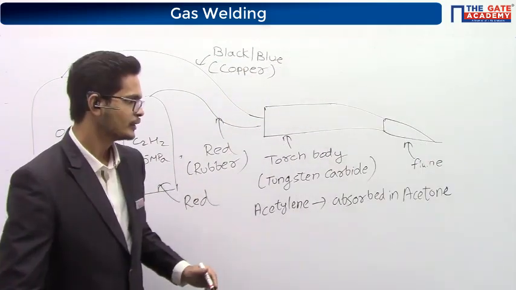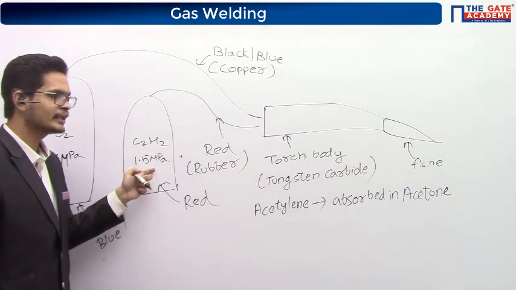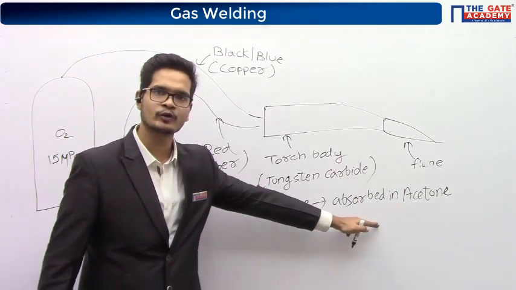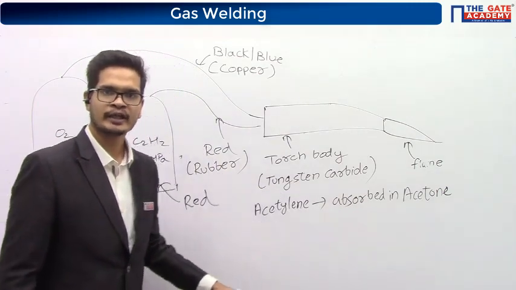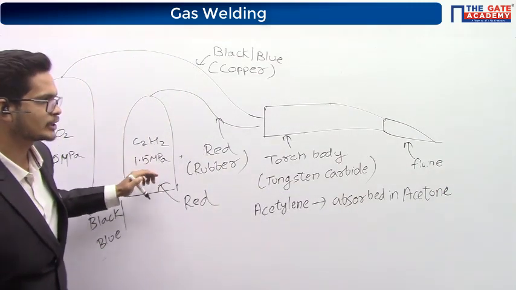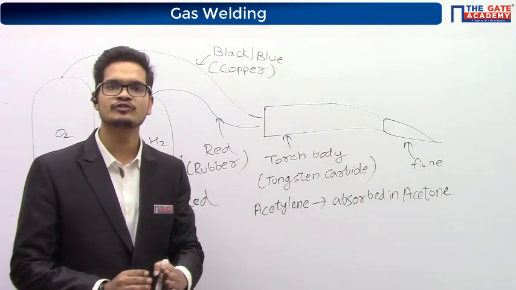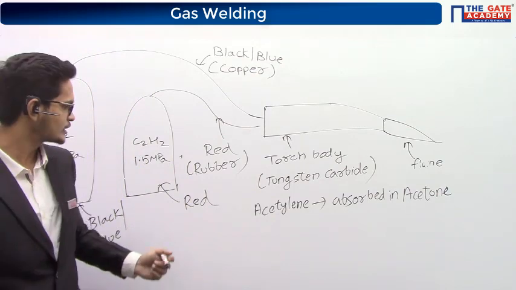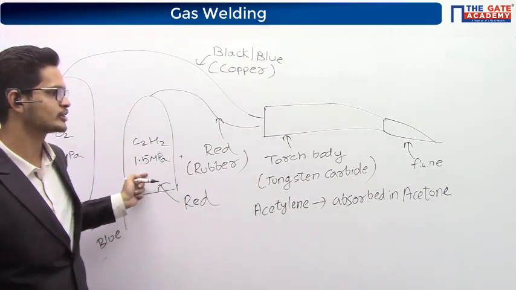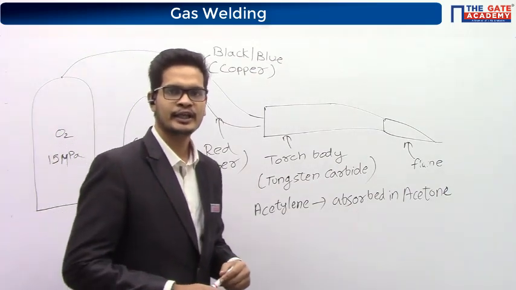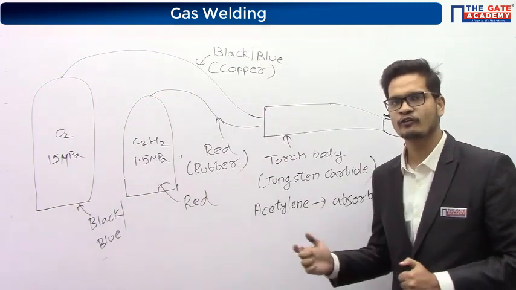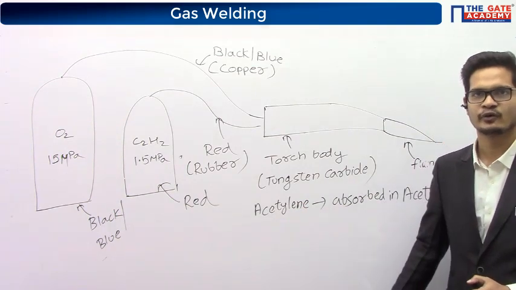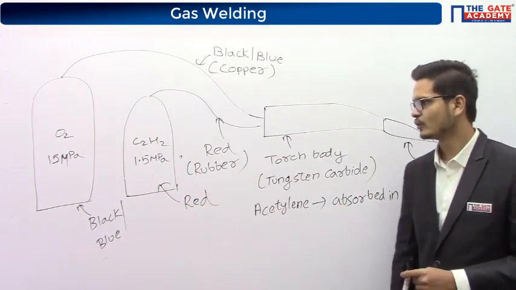Okay. Now what happens is, with increase in pressure, the absorption capacity of acetone also increases. Okay. So at 1.5 megapascal, acetone can absorb a large volume of acetylene. That's why we keep it at 1.5 megapascal. Okay. It is nearly 400 times. Like 1 liter of acetone can absorb 400 liters of acetylene. Okay.